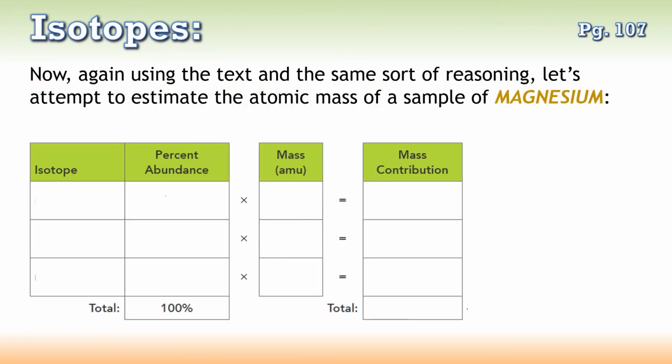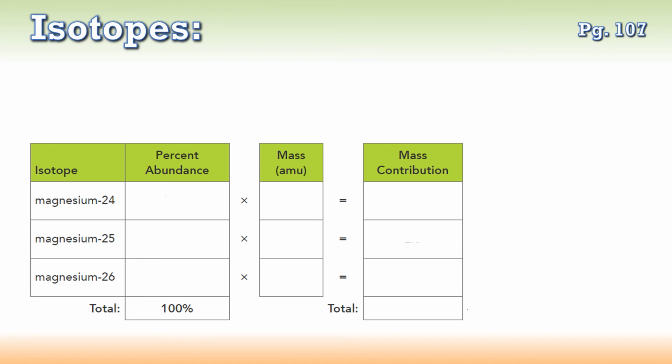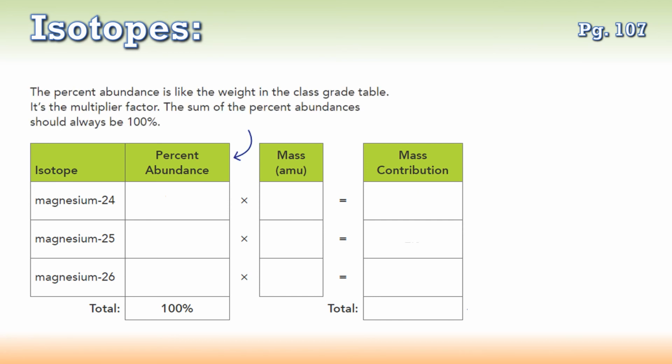Now let's use the same kind of reasoning, only we're going to talk about the atomic mass of a sample of magnesium. And we're going to have 3 isotopes: magnesium 24, magnesium 25, magnesium 26. And again, we're going to assign the percent abundance. We're going to say how much of each is present. Okay, so in a particular sample, 79% is magnesium 24, 10% magnesium 25, and 11% magnesium 26.